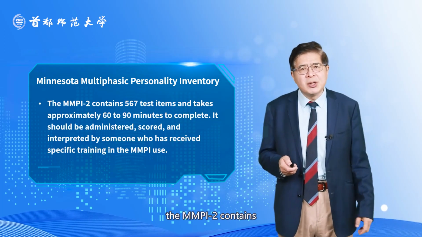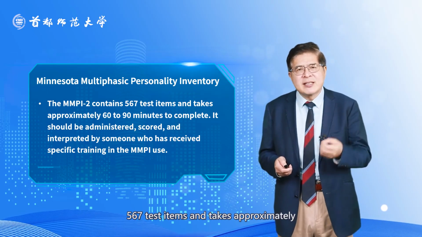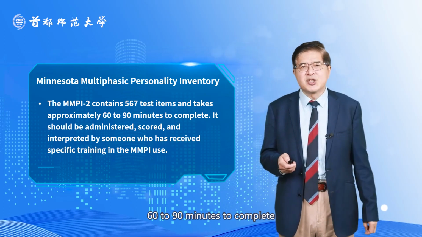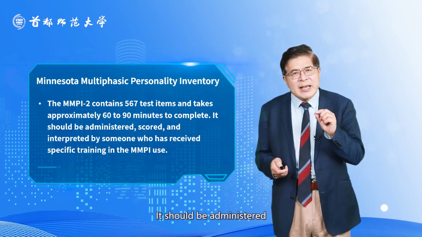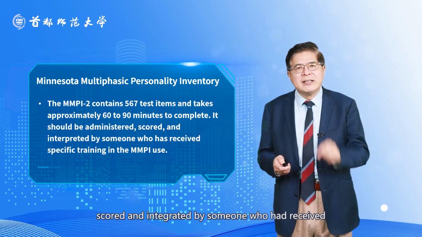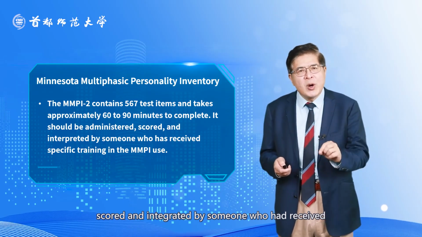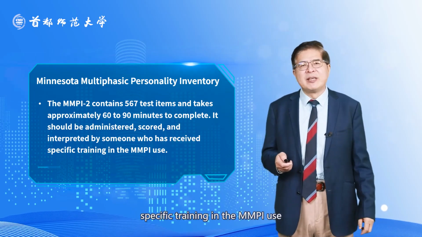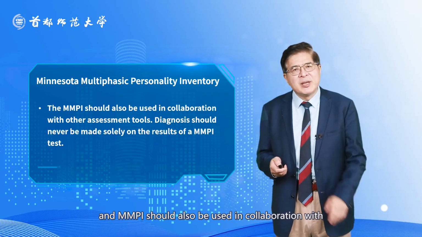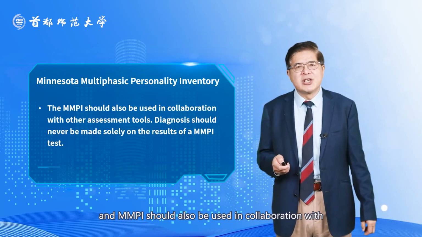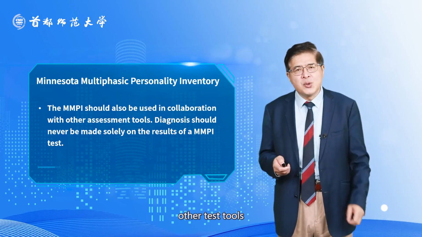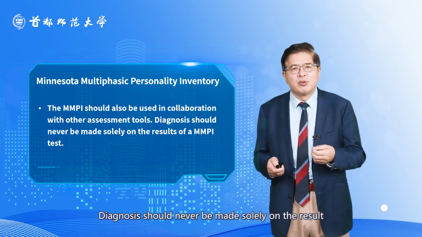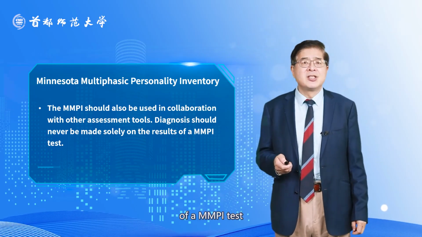The MMPI-2 contains 567 test items and takes approximately 60 to 90 minutes to complete. It should be administered, scored, and interpreted by someone who has received specific training in MMPI use. And the MMPI should also be used in collaboration with other test tools. Diagnosis should never be made solely on the result of an MMPI test.